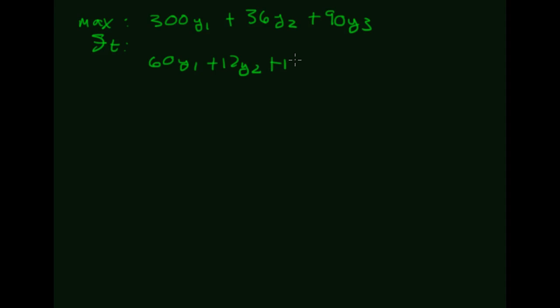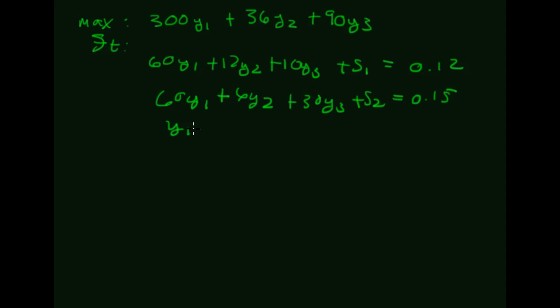If I put the slack variables in, my problem looks like: maximize 300 y1 plus 36 y2 plus 90 y3, subject to 60 y1 plus 12 y2 plus 10 y3 plus s1 equals 0.12, and 60 y1 plus 6 y2 plus 30 y3 plus s sub 2 equals 0.15, such that y1, y2, y3, s1, and s2 are all greater than or equal to 0.